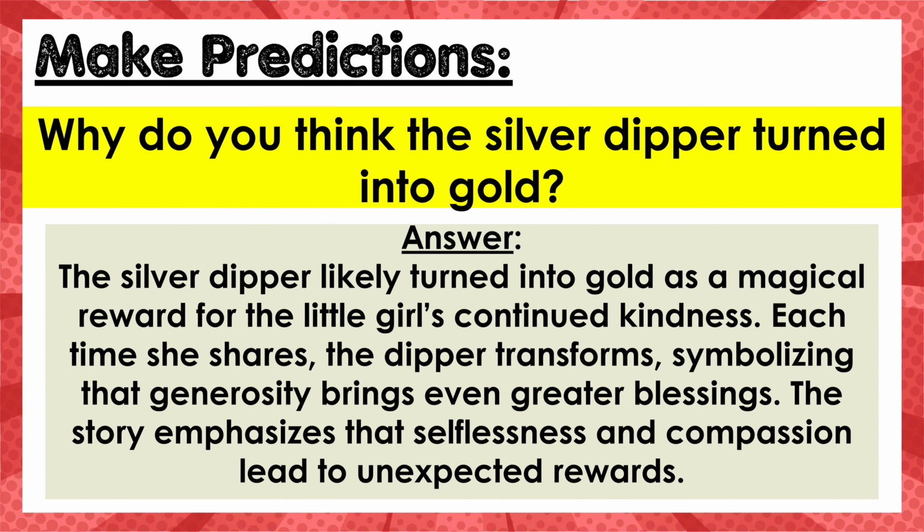Why do you think the silver dipper turned into gold? Possible answer: the silver dipper likely turned into gold as a magical reward for the little girl's continued kindness. Each time she shares, the dipper transforms, symbolizing that generosity brings even greater blessings. The story emphasizes that selflessness and compassion lead to unexpected reward.